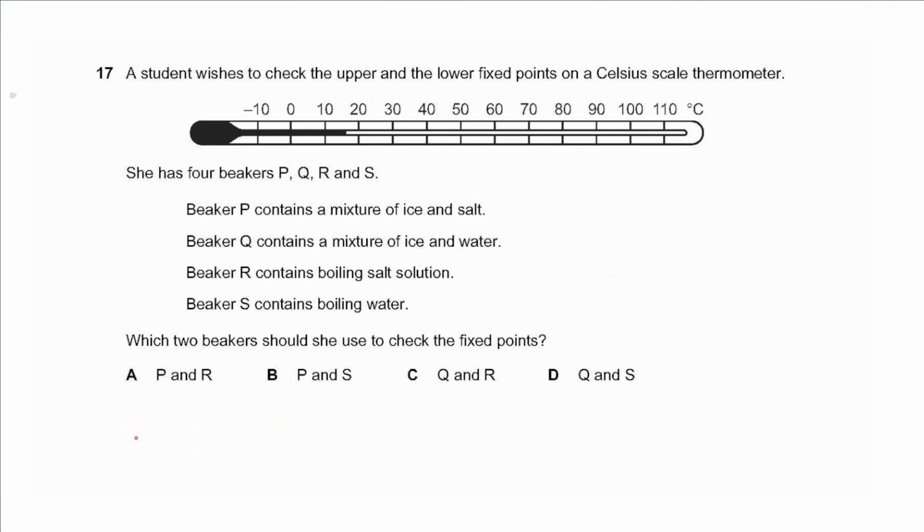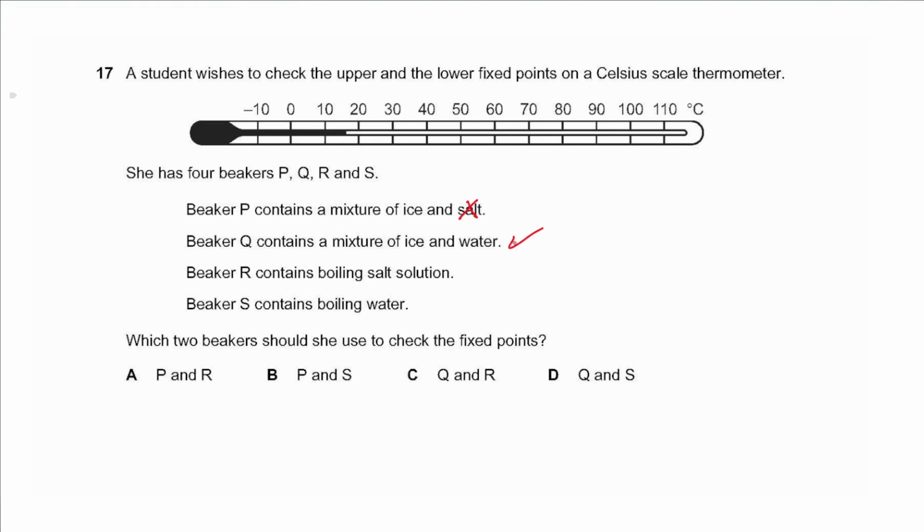Question 17 is about thermometers, so you can skip this question for the new syllabus. It says a student wishes to check the upper and lower fixed points on a Celsius scale thermometer. She has 4 beakers P, Q, R, and S. Beaker P contains a mixture of ice and salt. We don't need salt. Beaker Q contains a mixture of ice and water. Yes, that would be useful.